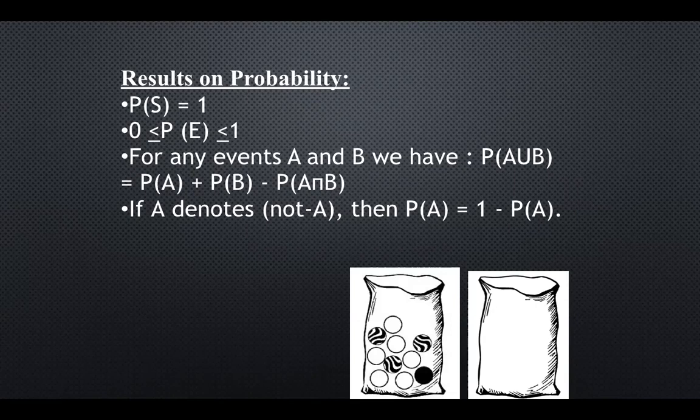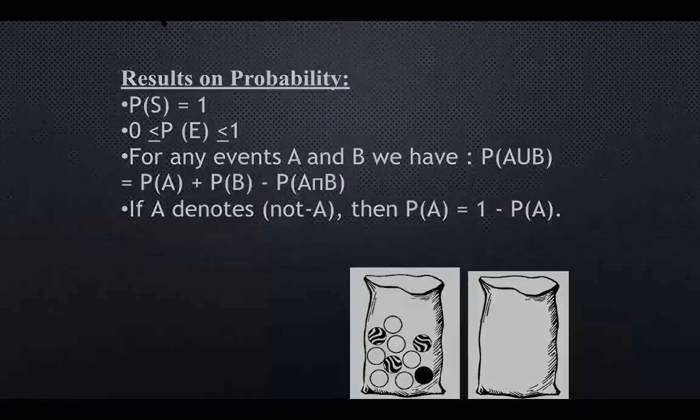And the last result says probability of A plus probability of not happening of A. Basically, the probability of happening of an event plus the probability of not happening of an event will always be equal to 1.